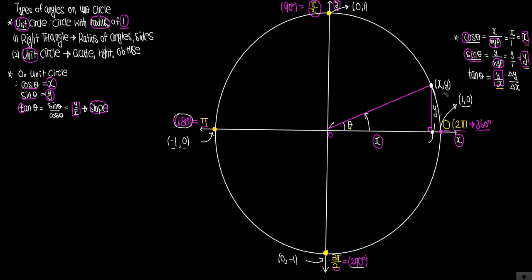So that means for the coordinate x, y, where the cosine theta is our x coordinate and the y value is our sine theta, we can convert the coordinate in terms of cosine and sine, where the x is cosine theta and our y value is our sine theta. So our cosine theta is going to be our positive x value, and the sine theta will be our positive y value for this coordinate.